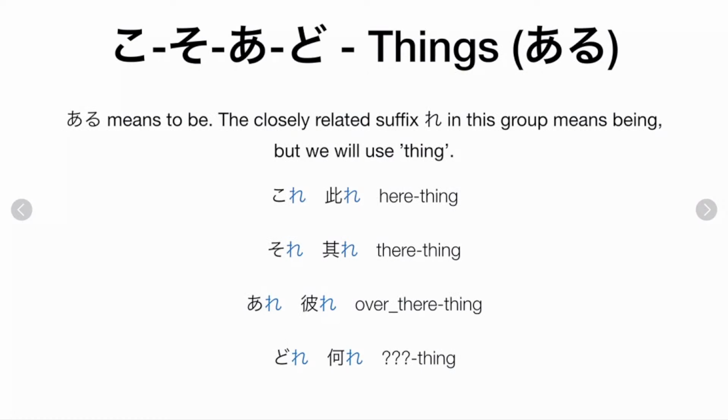Aru is "to be." Aru is kind of like the re in kore, sore, are, tore. You're noticing the same ko, so, a, do in the kanji. And so kore is the "here" thing, so this thing. Sore is that thing. Are is that over there thing. And then dore is what thing.